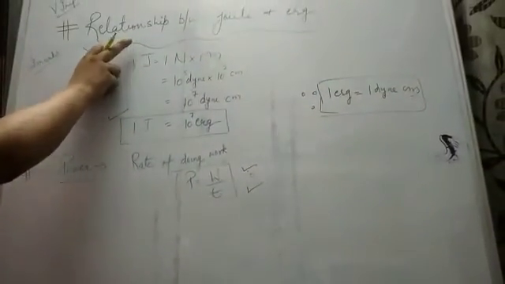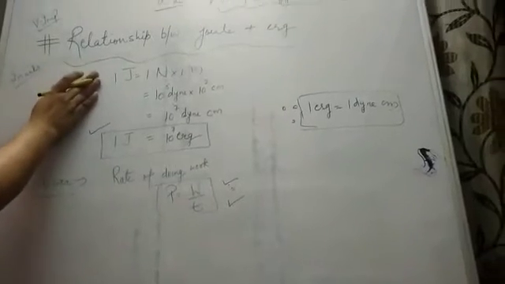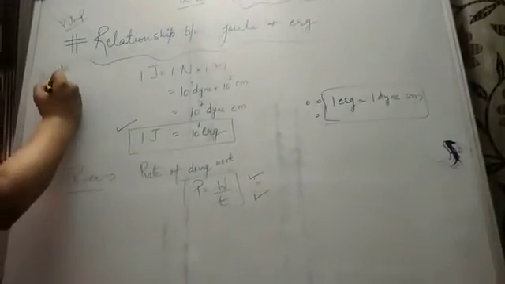Understood? So you have to learn this, and it is a very important relationship. In board exams, it can come for 2 marks. Mark in your books that it is an important relationship and write the marks along with it.